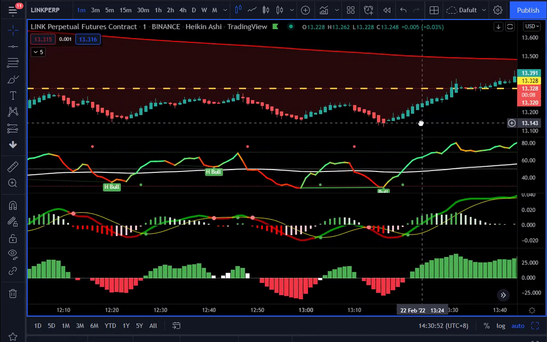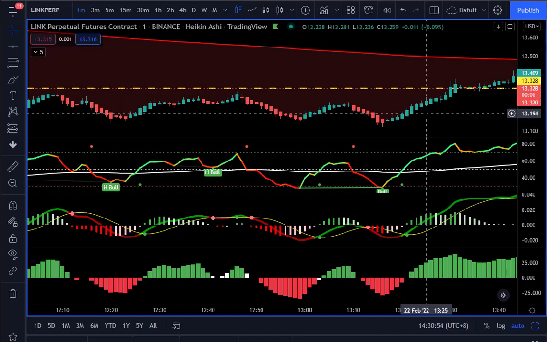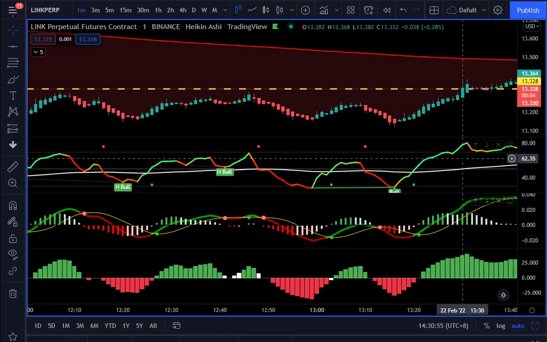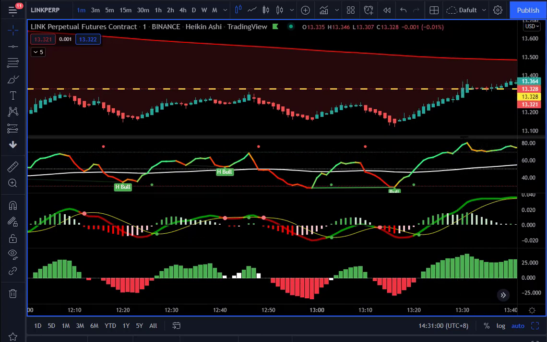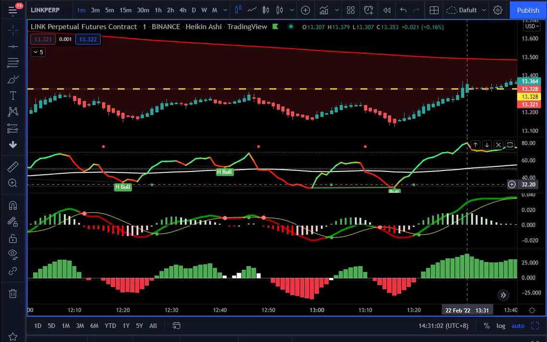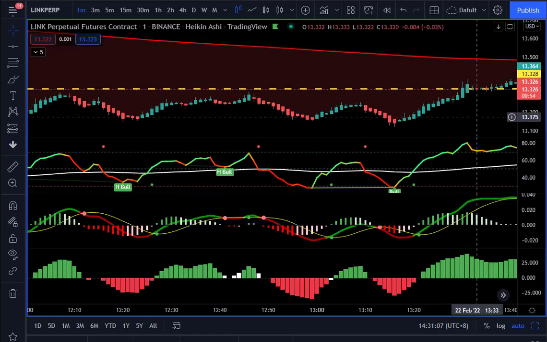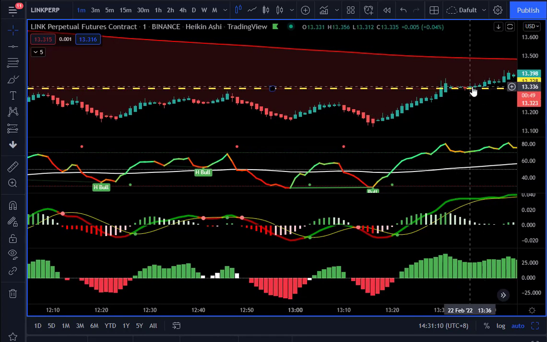Actually, this one is not a very good trade, but I want to tell you what can happen. Sometimes, when you see this, it means it's overbought. There's a chance that it will go down, but unfortunately, the strength on the buyer side is getting strong. It still continues to go up.